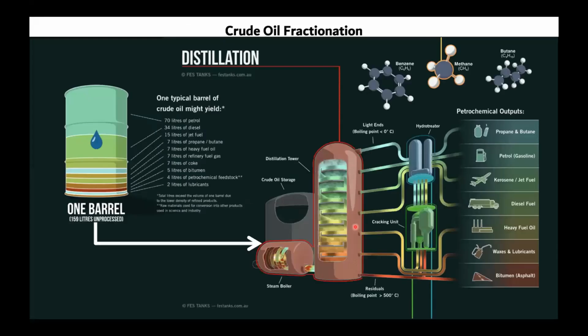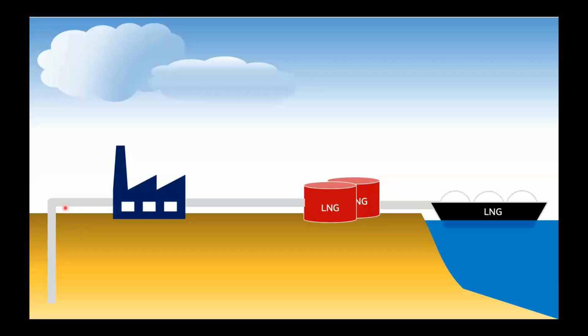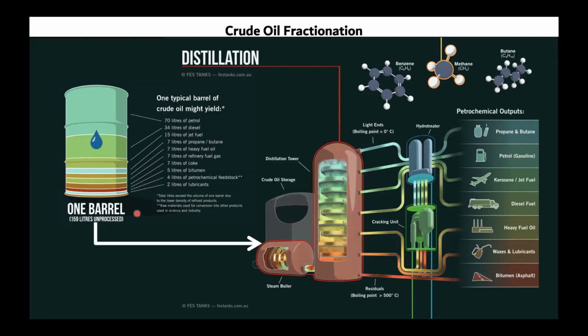Okay, and then let's see an example of a crude oil fractionation. One barrel of crude oil is 159 liters of unprocessed crude oil. It may contain 60 to 70 liters of petrol, 32 liters of diesel, 15 liters of jet fuel, and so on. So what we need to do with this crude oil is heat it up with a steam boiler, and then run it into the crude oil fractionation.